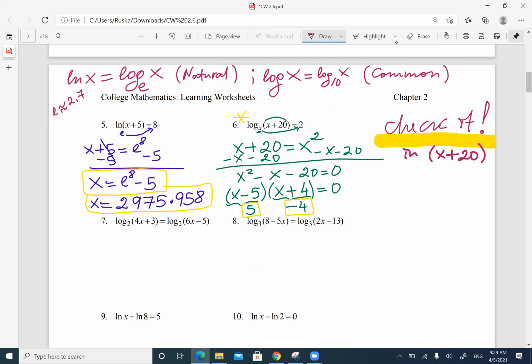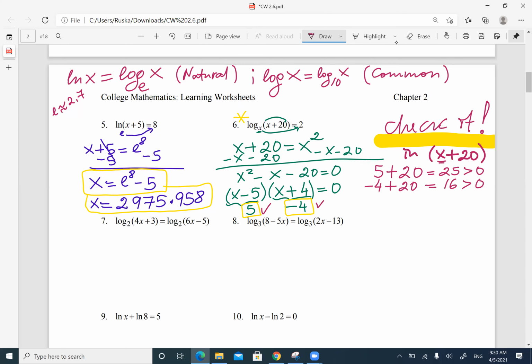So you take 5 and you do 5 plus 20. You replace x with the number you get. We have 5 plus 20 is 25, which is greater than 0. So that means 5 is good. Then you're going to replace x with negative 4. So you have negative 4 plus 20 is 16, right? Which is also a positive number. So that means negative 4 is also a solution. Now, if one of those numbers does not make the inside of the logarithm positive, then it's not a solution.